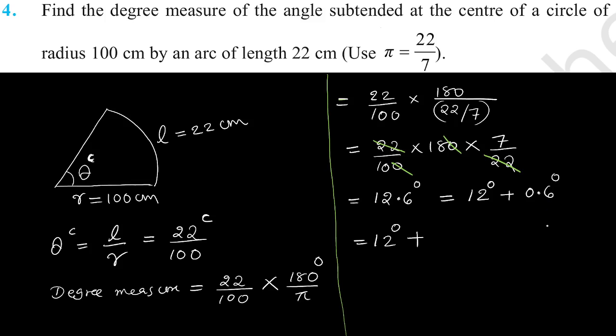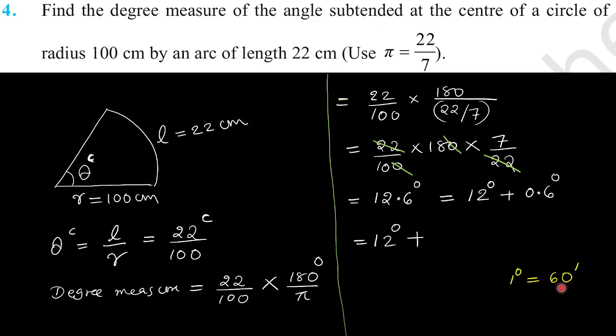Okay, 0.6 degree is how much minute? We studied that 1 degree is equal to 60 minutes in the previous class. Do you remember? Deva, Rakshana, Shivani. 1 degree equal to 60 minutes. We studied in the previous class. Is it correct? Please respond. Yes, yes, yes, sir.